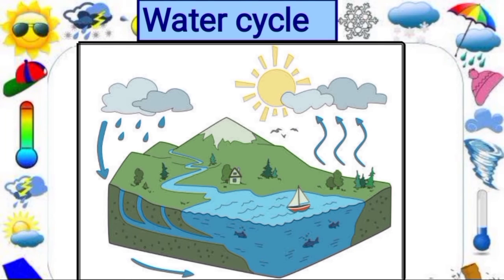Now let's understand the water cycle. In nature, the processes of evaporation and condensation take place continuously. Water evaporates from lakes, rivers, oceans and other water bodies, and then condenses and falls down as rain or snow, and this forms the water cycle.